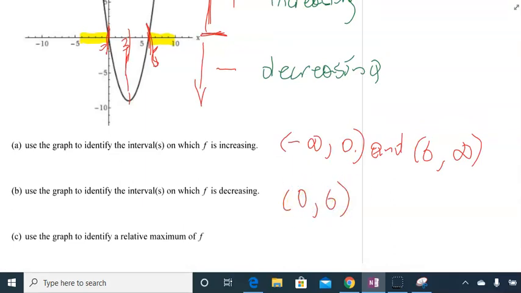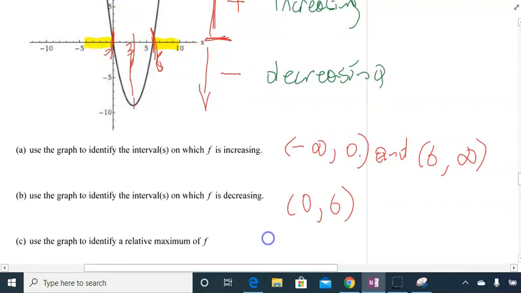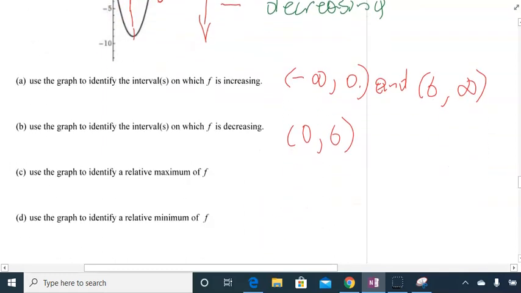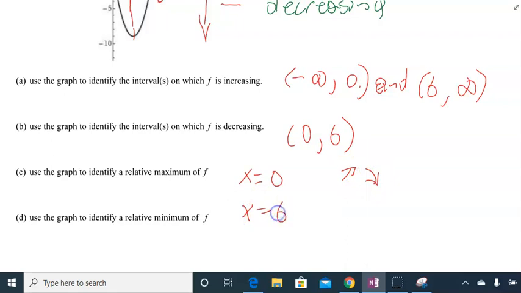Okay, and then where there is a maximum value, it's going from increasing to decreasing. That's a maximum value, so that's x equals 0. And then the minimum is x equals 6. That's where it's moving from decreasing to increasing.